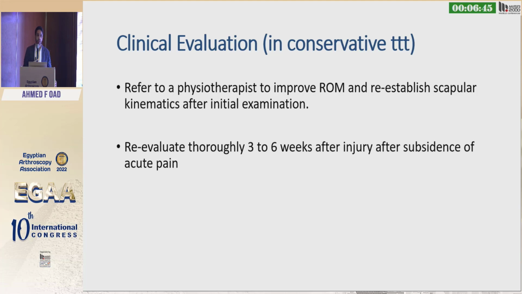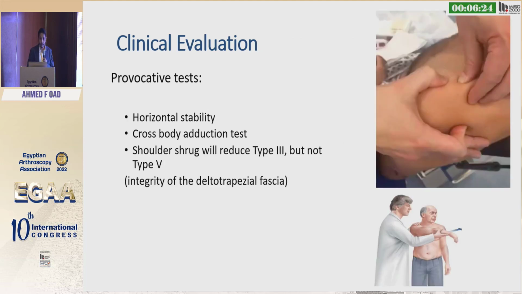With conservative treatment, it's always advised to refer to a physiotherapist initially in the first couple of days after injury to restore the scapular kinematics, as well as re-evaluation on a weekly basis to assess the range of motion as well as the scapular motion. The provocative tests include the horizontal stability, the cross-chest abduction test, and the shoulder shrug. The shoulder shrug means an intact deltotrapezial fascia, which may reduce the displacement of a type 3 but not a type 5 injury.